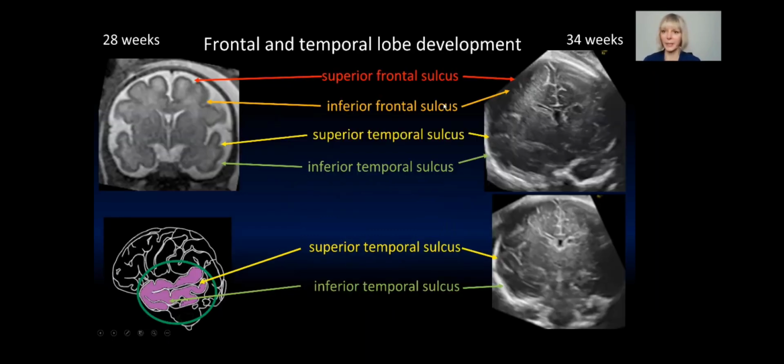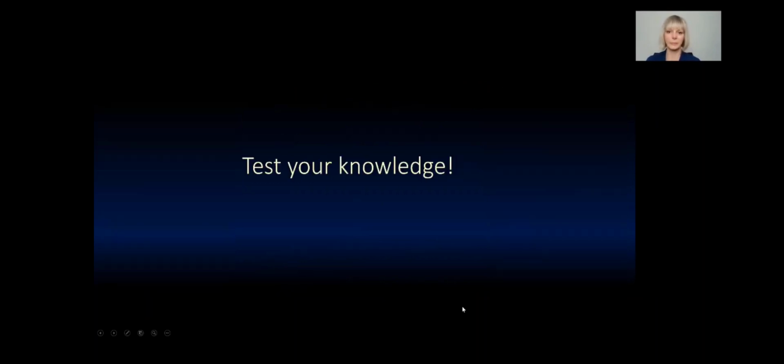After 28 weeks, the sulci of the frontal lobes begin to develop, and there are 3 gyri of the frontal lobes. And the temporal sulci also begin to develop, and here you can see the superior and inferior temporal sulci.